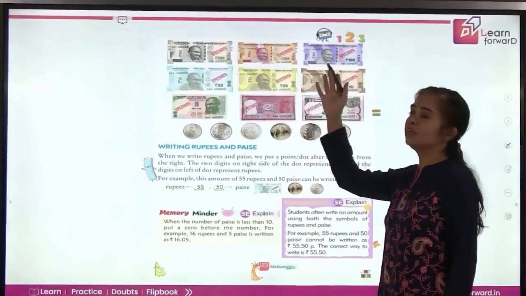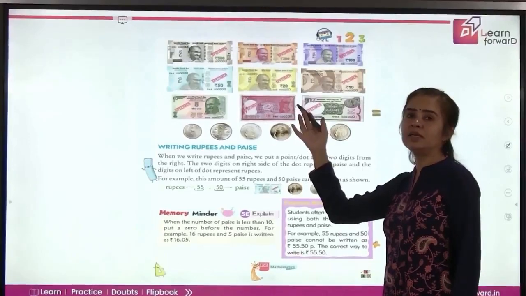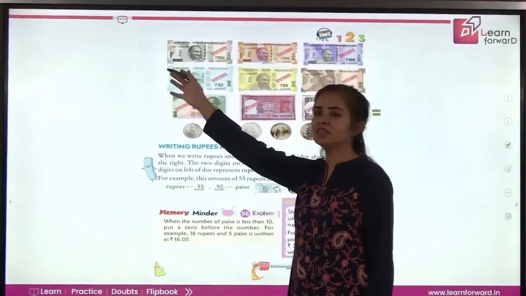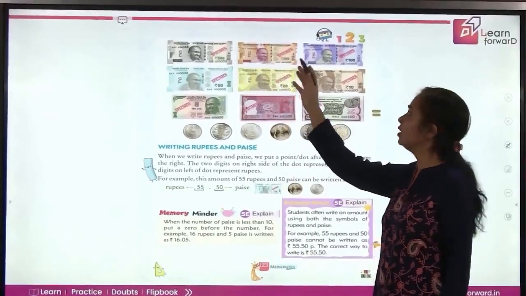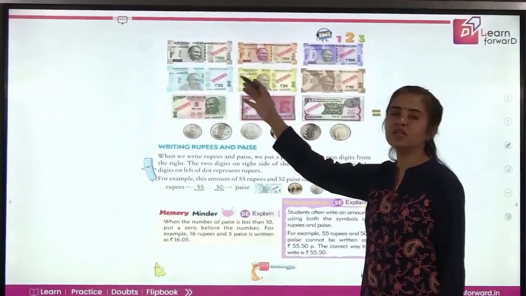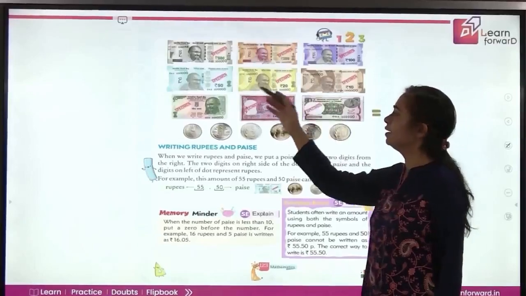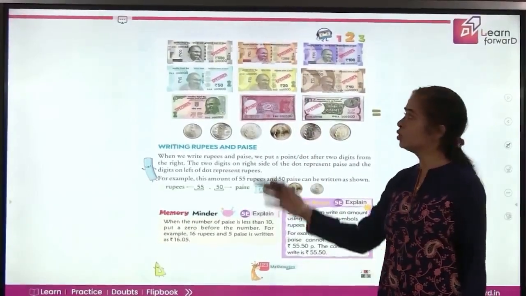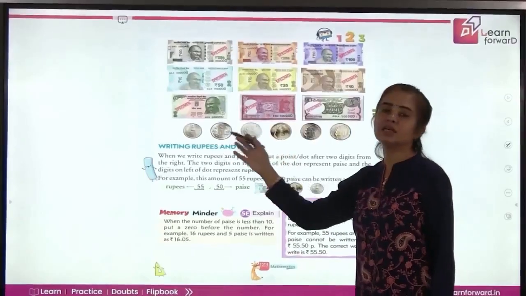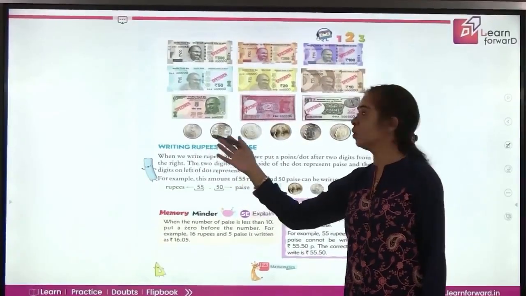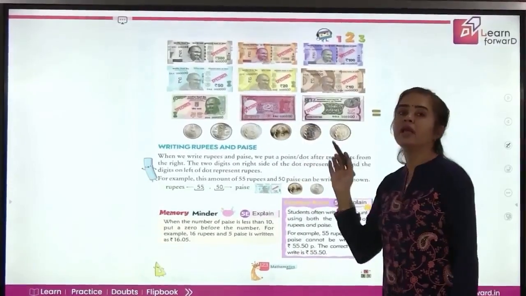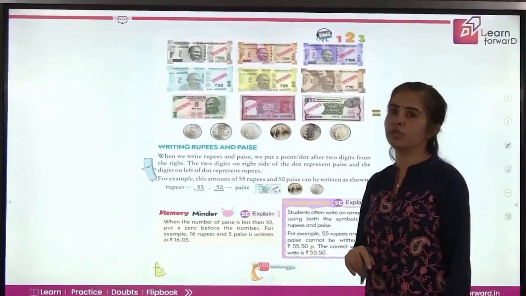So these are the different notes that are available in Indian currency. The amount is written here. This is a 500 rupee note, a 200 rupee note, 100 rupees, 50, then you have a 20, a tenner, then you have 5, 2 and 1. So these are the different notes and these are the different coins. This is a 50 paisa coin, 1 rupee coin, 2 rupee coin, 5 rupees coin, 10 rupees coin, and now we have a 20 rupees coin also.